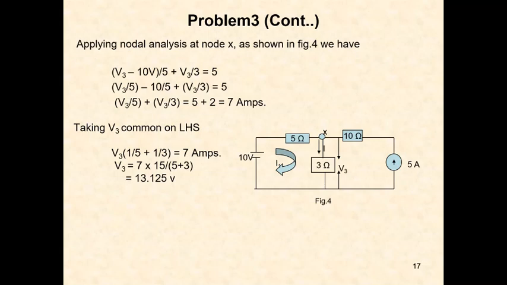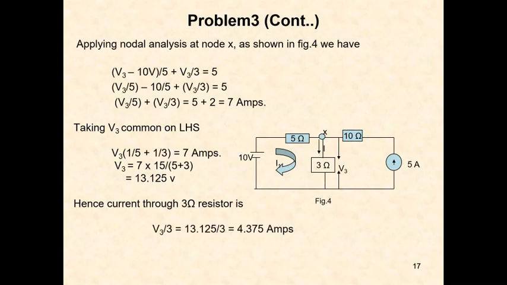Now the current flowing through the 3 ohm resistor is equal to V3 by 3. The current flowing through the 3 ohm resistor is V3 by 3, that is equal to 13.125 by 3, which is 4.375 amps. The same as that of previously.